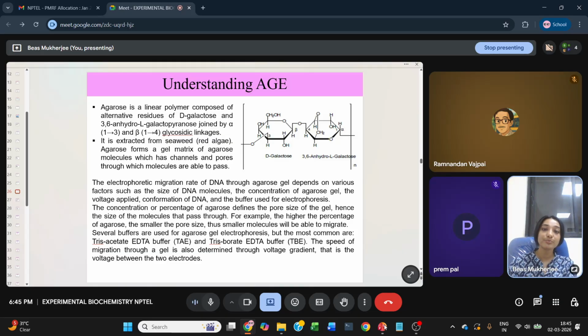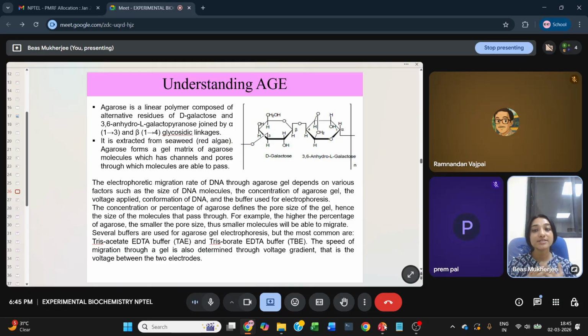So the concentration or percentage of agarose defines the pore size of the gel, hence the size of the molecules that pass through. For example, the higher the percentage of agarose, the smaller the pore size, and thus smaller molecules will be able to migrate.